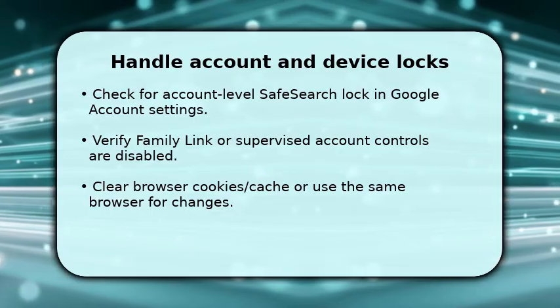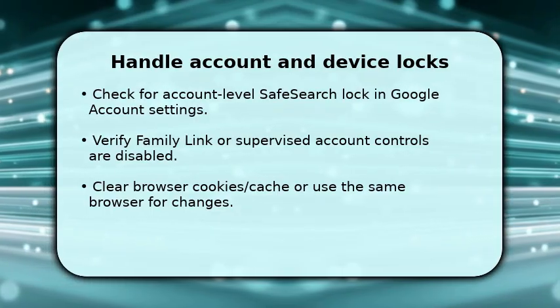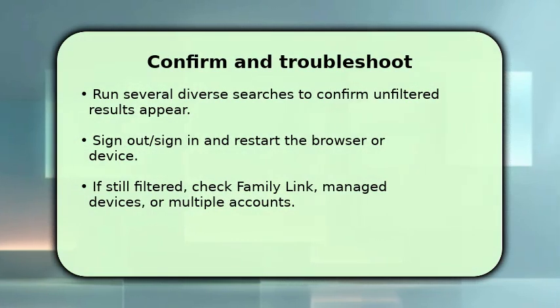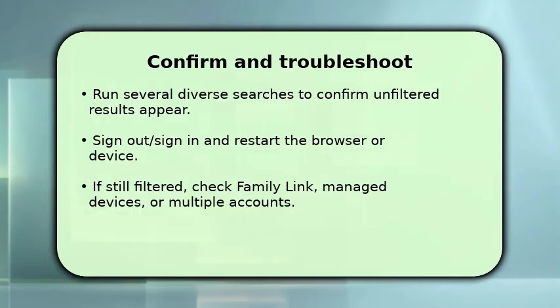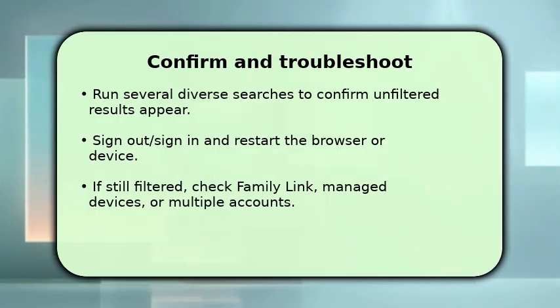You finish by testing. Perform multiple searches to confirm unfiltered results appear, including images and videos. If results still seem filtered, sign out of Google, sign back in, and restart your browser or device to clear any lingering state. Make sure you're using the same account where you disabled Safe Search.